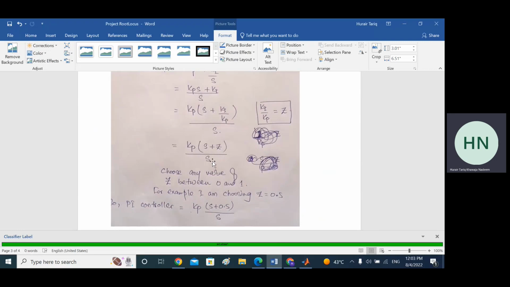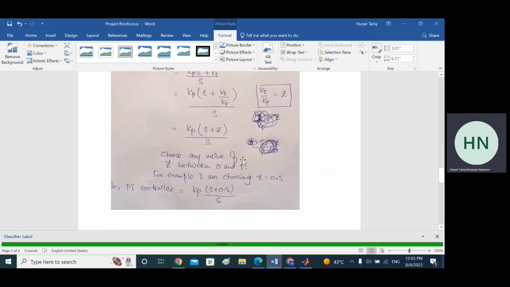Now you are going to choose a small value of Z. You will choose the value of Z between 0 and 1. This is normally done. We do not want our zero to be far away from the pole. Because we know that our pole lies at S equals 0, we do not want our zero to be very far away from the pole. We want it to be very close. So we are going to choose any value between 0 and 1.